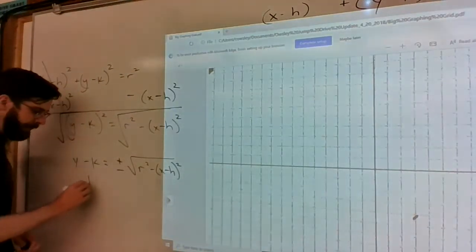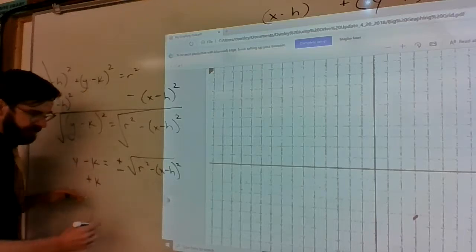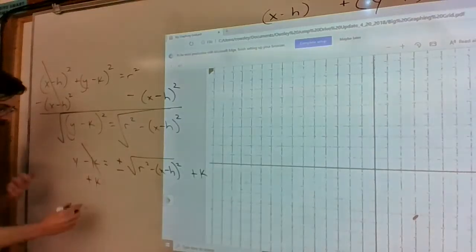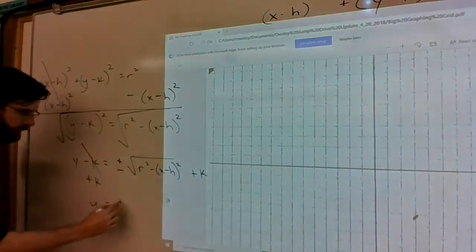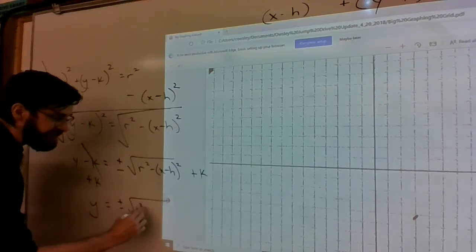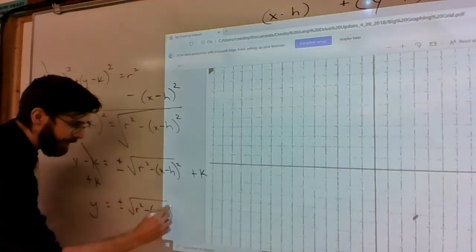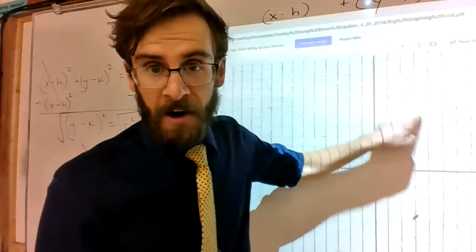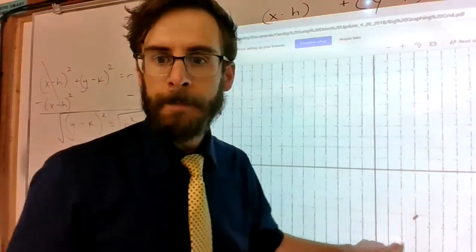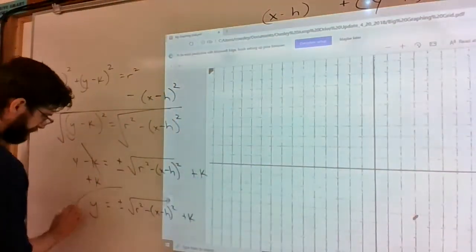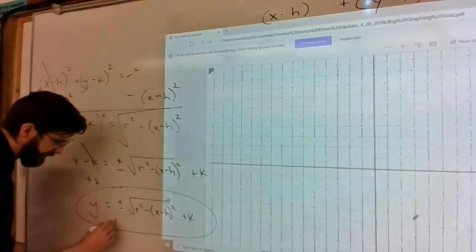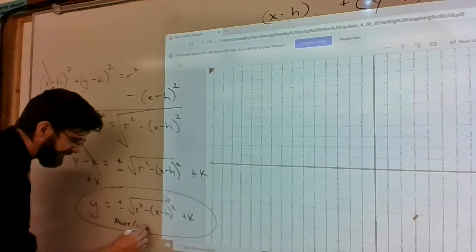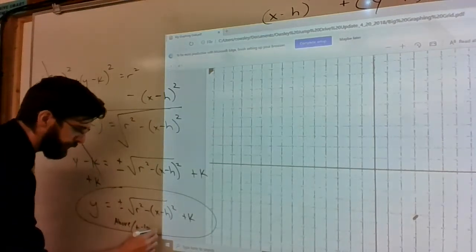And if you did this, then a semicircle would have a vertical shift k units on the outside of the root. Okay? So if I solve for y, this is technically the standard form for any semicircle. That would be a semicircle like this above the x-axis or a semicircle like this below the x-axis. So this is either above or below the x-axis, depending on which of these signs you choose.